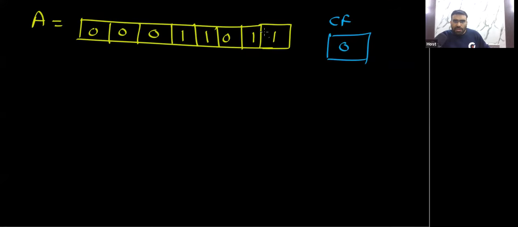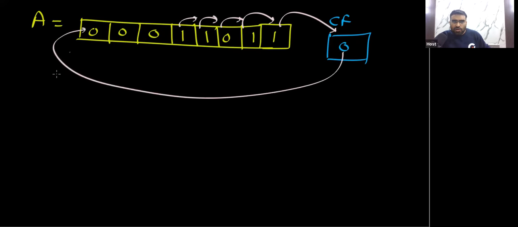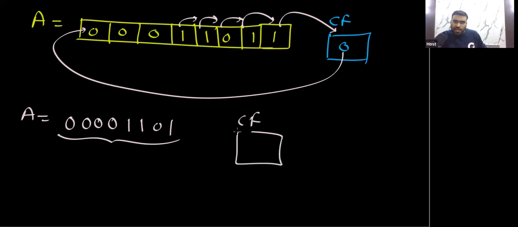Now again you will do the right rotate. Okay, again everything will shift to the right. This 0 will go here. So what will be the final value of A? The final value of A will be 4, 0 and then 1, 1, 0, 1. This will be the value of A and the carry flag has become 1.